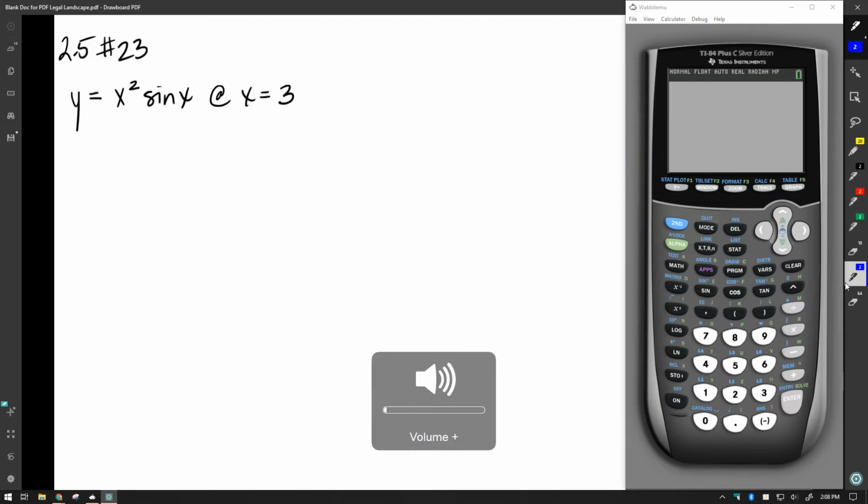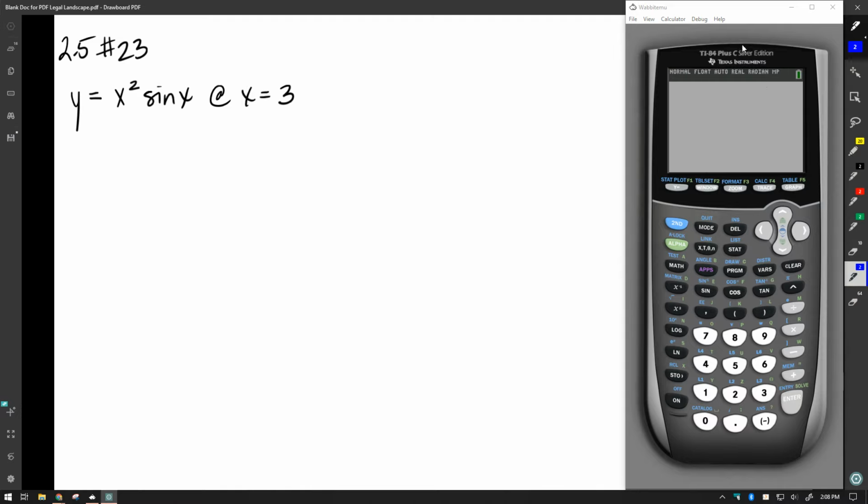All right, this is number 23 from 2.5. We're given a function y equals x squared sine of x and asked to find the equations of the tangent and normal lines to this function at the point where x is equal to 3.